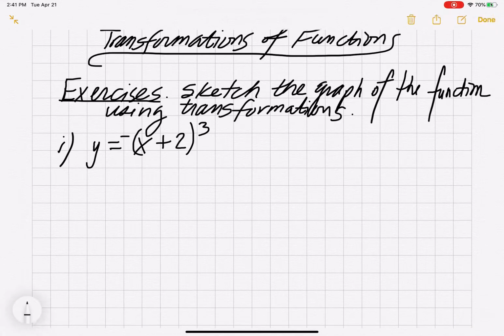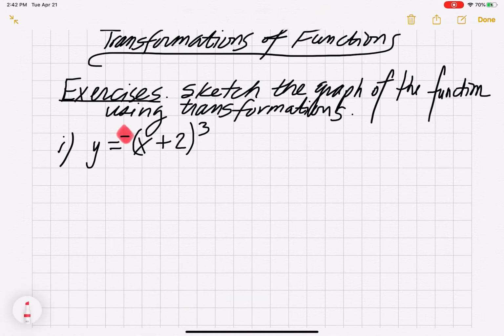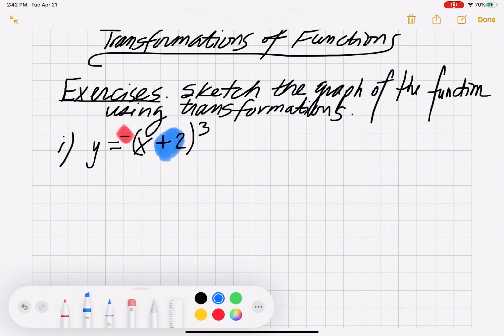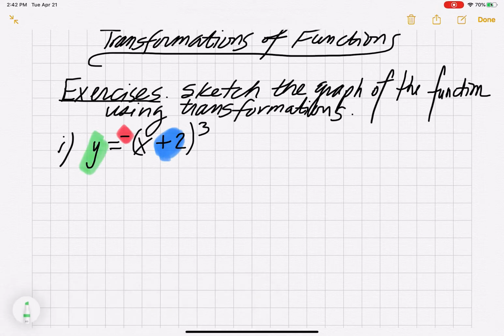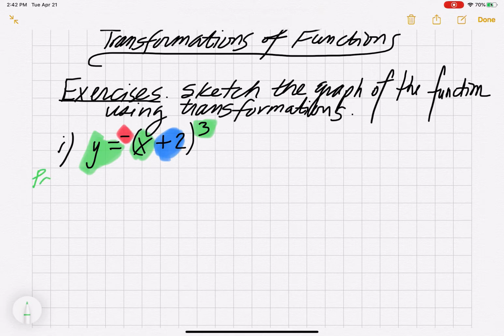So, what's the parent? What's the mama function? Well, let's say we cover up, first of all, this minus out in front of the house. Then inside of the house, let's say we cover up this plus 2. Looks like we're left with y equals x cubed, right? Y equals x cubed, that's our parent.